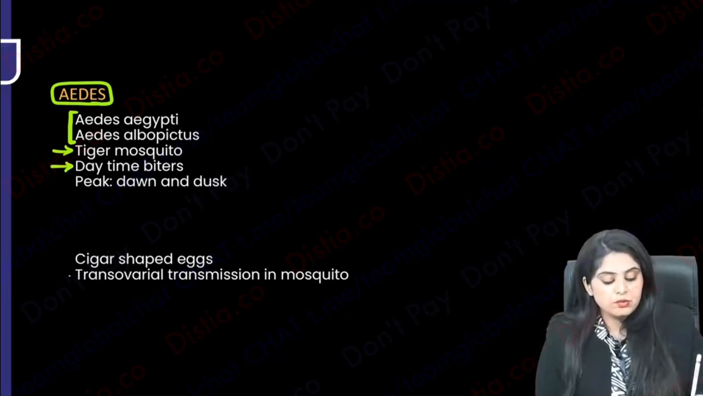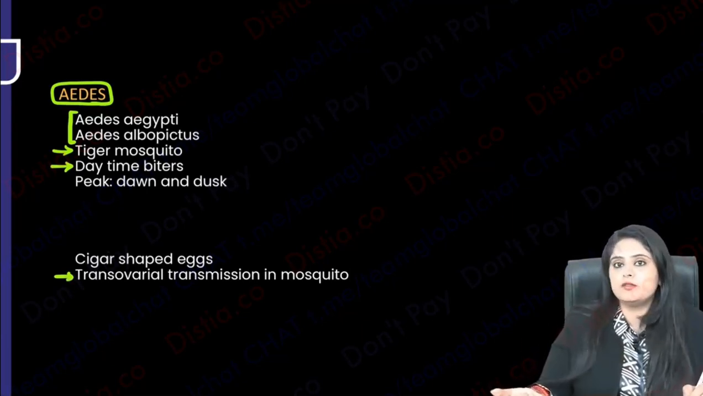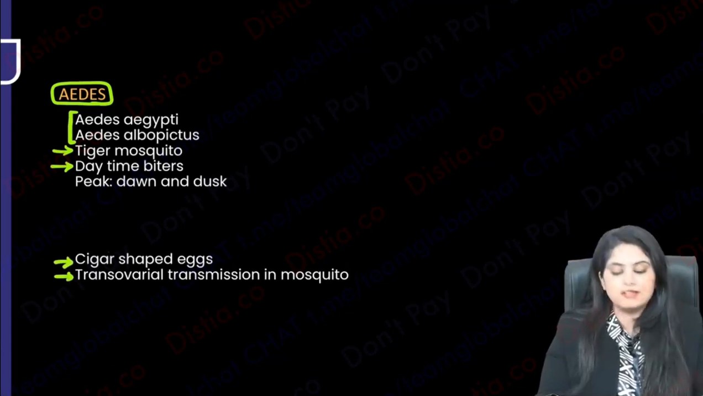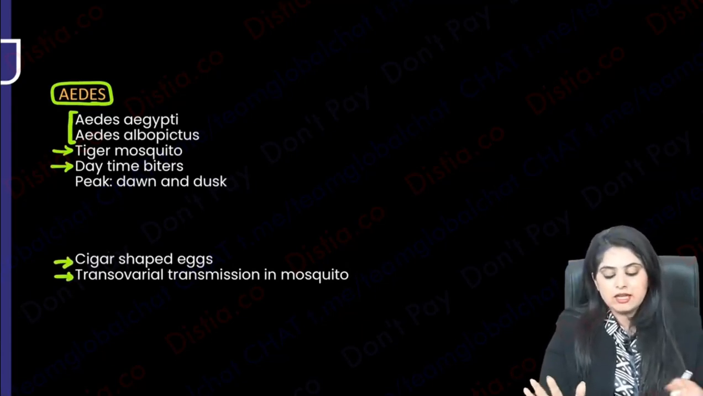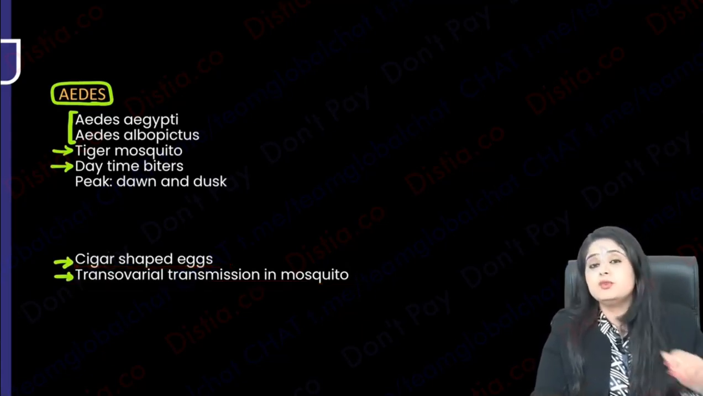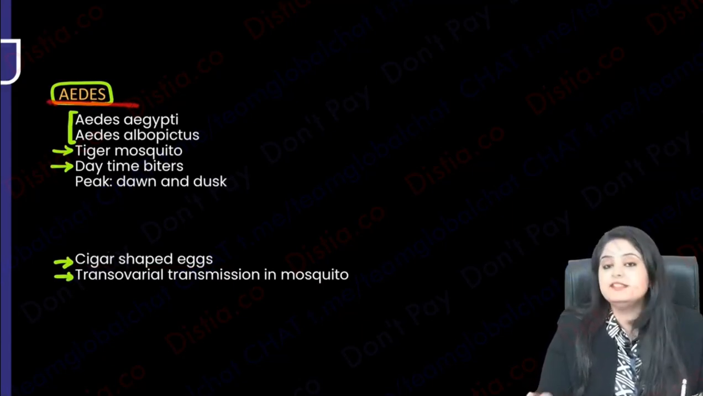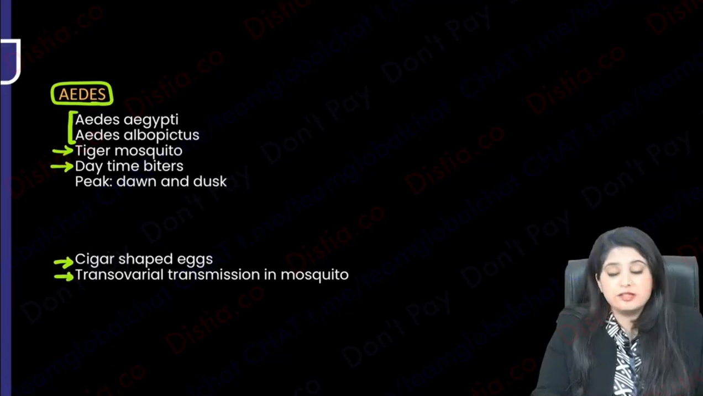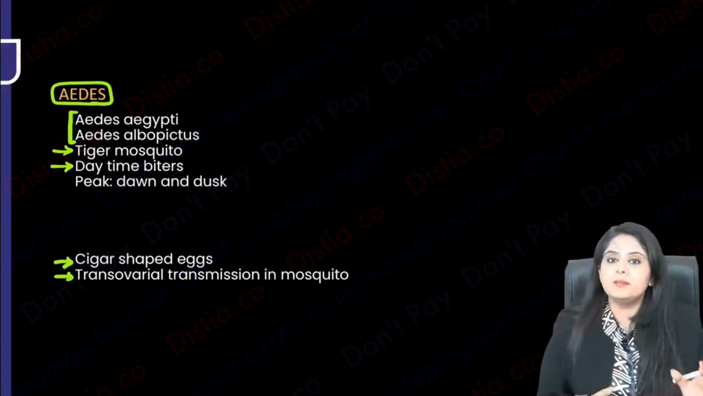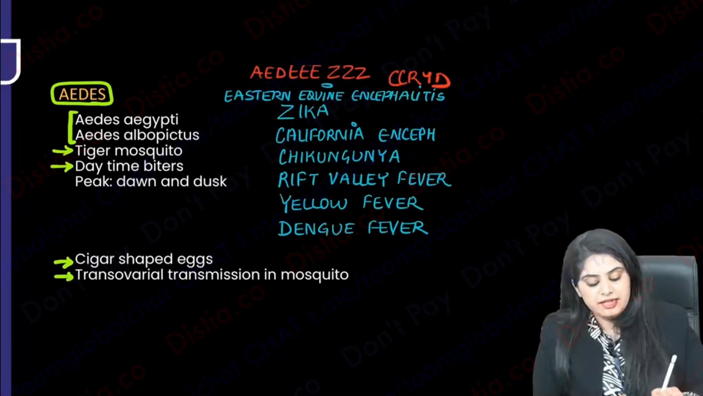I have also told you that it is going to transmit the disease in its family only to its offspring by transovarial spread, and it has cigar-shaped eggs. So till here I think I have told you that transovarial transmission happens, and that it has cigar-shaped eggs. I know you are interested in knowing what all diseases are transmitted. So remember, Aedes cried. The Aedes mosquito is crying. So much responsibility has been given to the Aedes mosquito that Aedes cried. So what is Aedes cried?